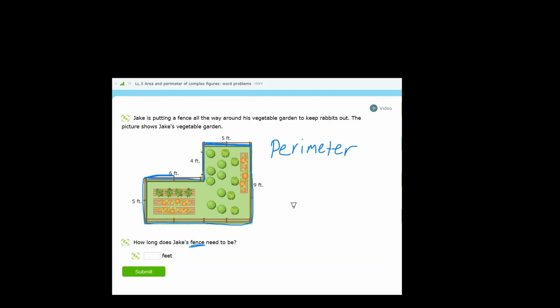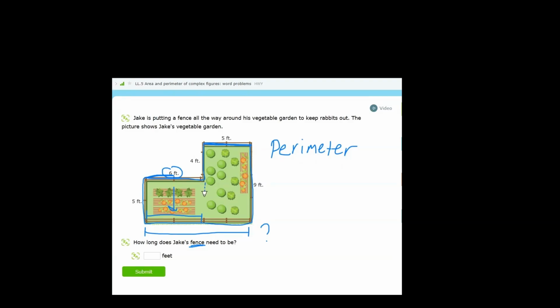And it looks like they gave us most of the lengths for the fencing, except this fencing at the bottom here. To find the perimeter, we need to add up the length of all of the fencing. So, how can we find the length of this fence? Well, we know that a part of it, this portion, must be 6 feet, right?